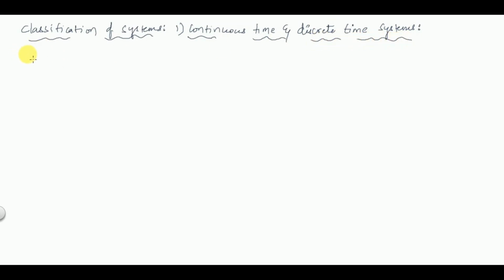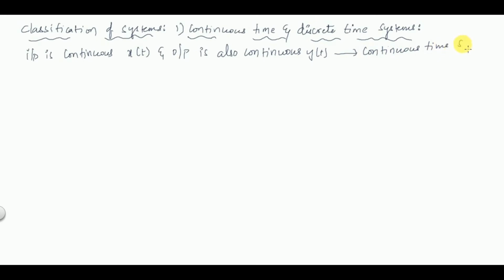Okay, continuous time and discrete time systems. Very simple. If your input is continuous, that is x of t, and output is also continuous, that is y of t, then that type of system is called a continuous time system, that is y of t is equal to transformation of x of t. So if input is continuous, it will produce continuous output. Such a system is called a continuous time system.